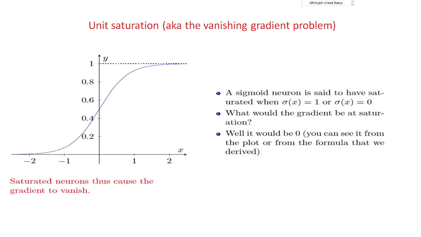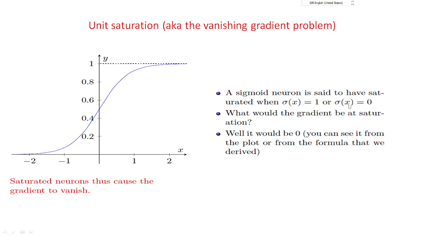What is unit saturation? It's sometimes also known as the vanishing gradient problem. A sigmoid neuron will look like this, a smooth variation, but a perceptron will have a sharp change here, and a sigmoid neuron will have a smooth variation. Finally, it flattens, it will saturate. Once the output saturates, what will happen? When you find the gradient, the first derivative, the first derivative will vanish. That's why it's called vanishing gradient problem. Saturated neurons thus cause the gradient to vanish.